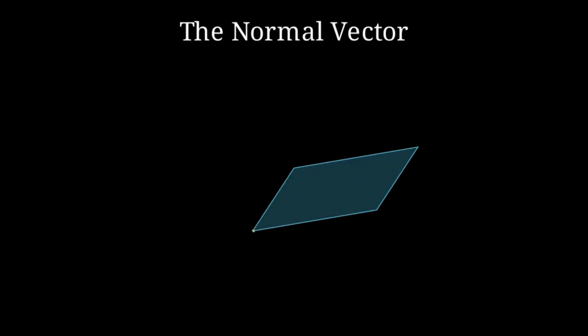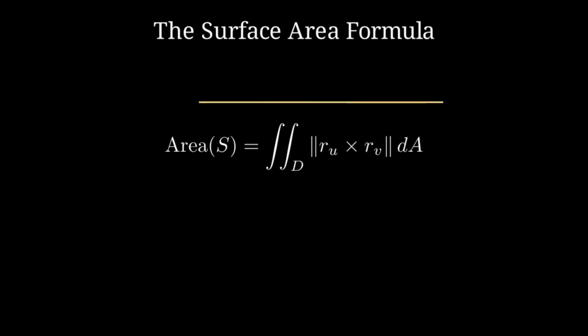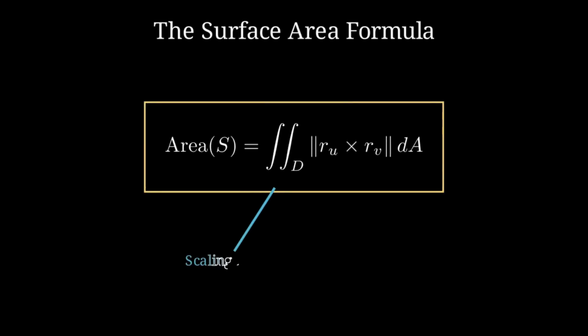The cross product of these tangent vectors gives us a normal vector. Crucially, the magnitude of this cross product represents the area of a tiny parallelogram on the surface corresponding to a tiny square in our parameter domain. This leads us to our fundamental formula. The surface area is the double integral over the domain D of the magnitude of the cross product of the partial derivatives. This magnitude acts as a local scaling factor for the area.